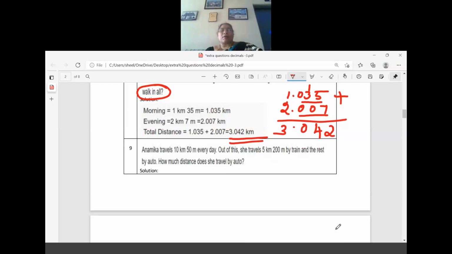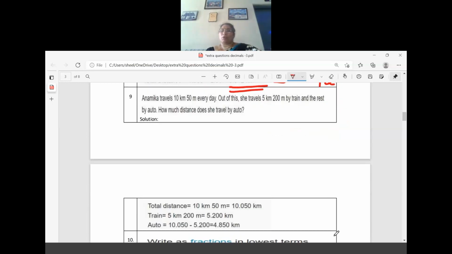Next, Anamika travels 10 kilometer 50 meter every day. Out of this, she travels 5 kilometer 200 meter by train and the rest by auto. How much distance does she travel by auto only? So what is the distance she travels every day? 10 kilometer 50 meter, right? Out of this, she travels 5 kilometer 200 meter by train, isn't it? Train she has used only for 5 kilometer 200 meter. Now the rest she has to travel by auto only. The question is asked for what is the distance she travels by auto only.